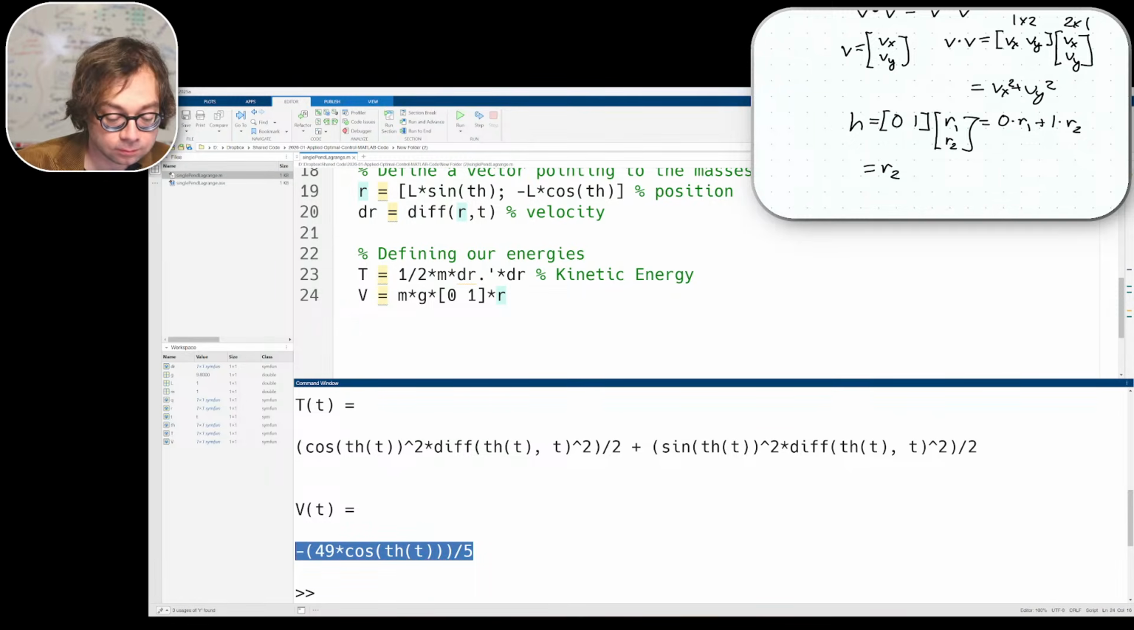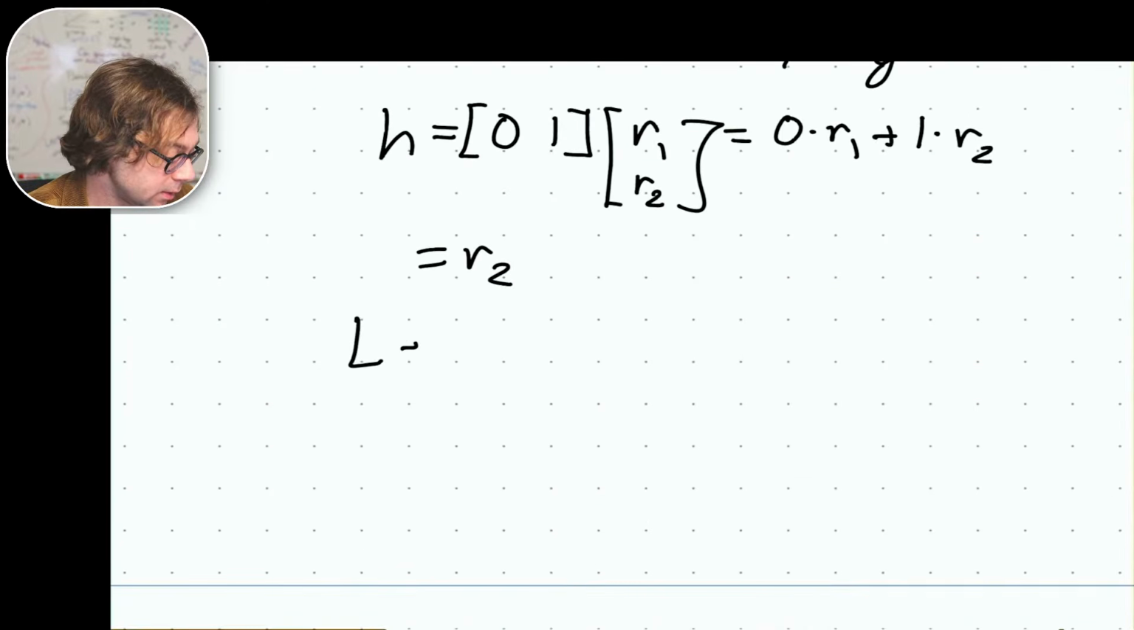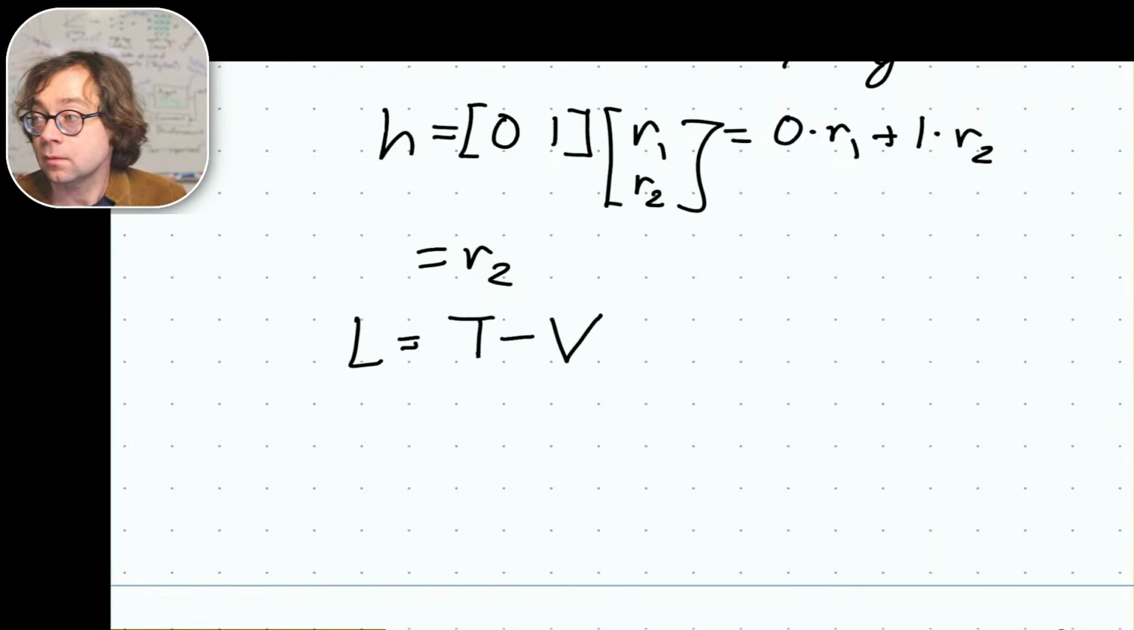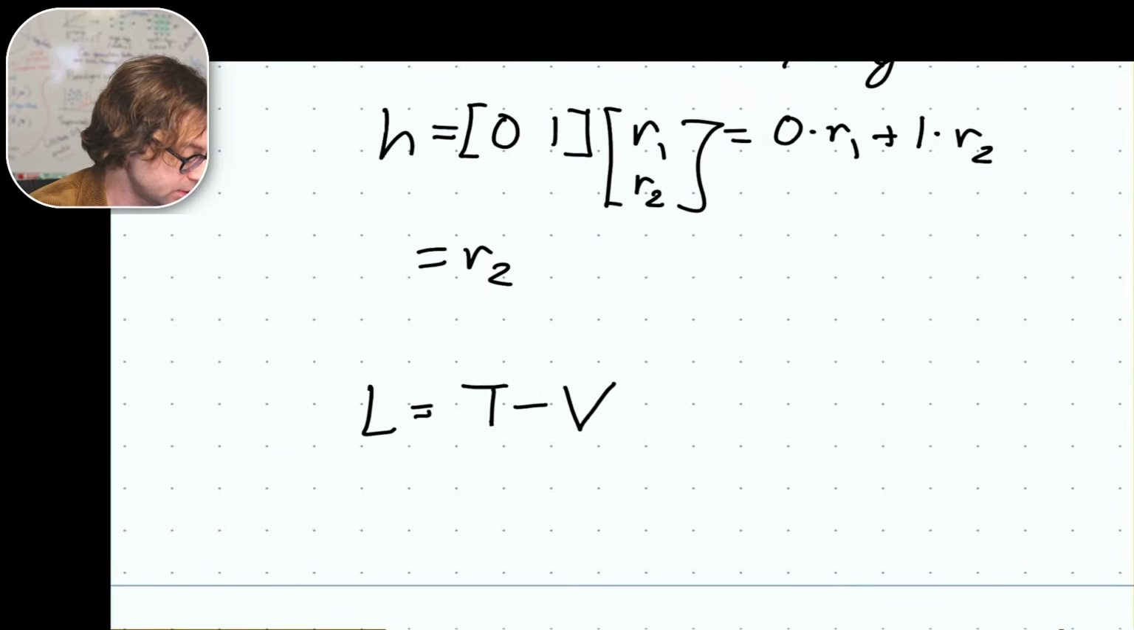Now, we need to do the next step, which is the Lagrangian. Okay? The Lagrangian is equal to T minus V. Okay? So we compute the Lagrangian.